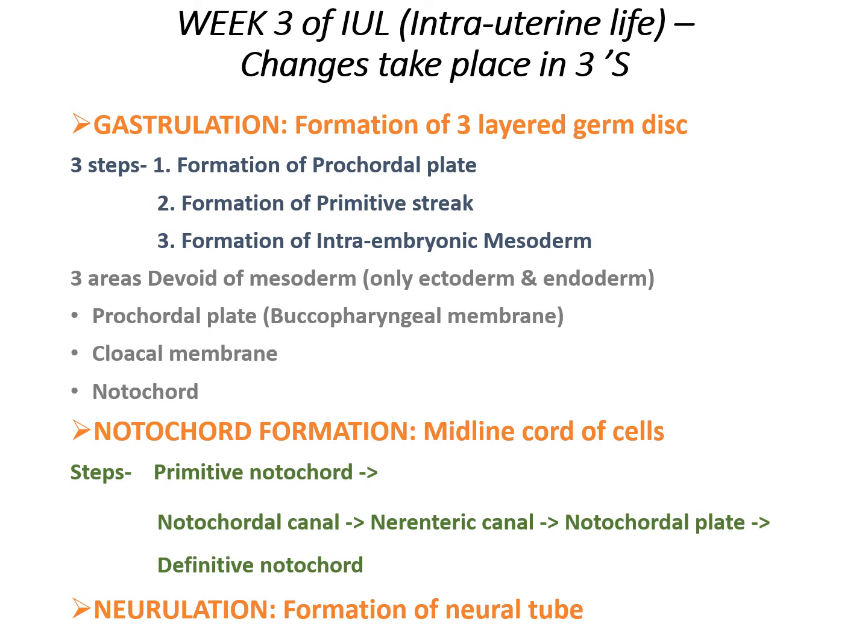Notochord formation also takes place in three steps. First is formation of a solid cord called the primitive notochord, converted into a notochordal canal, neuroenteric canal, and a notochordal plate. This process is reversed to form again a canal and finally a solid cord called the definitive notochord.